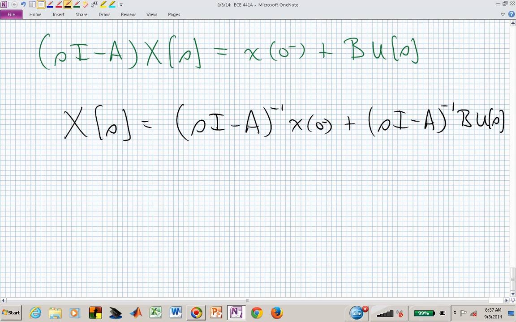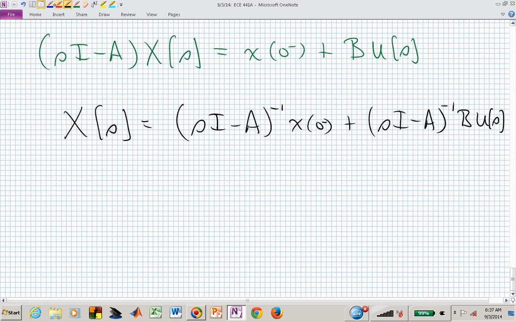If we inverse Laplace transform this, we would find X of t. We would find the position, velocity, temperature, voltage, and current for that particular system as a function of the initial condition and the forcing function u.